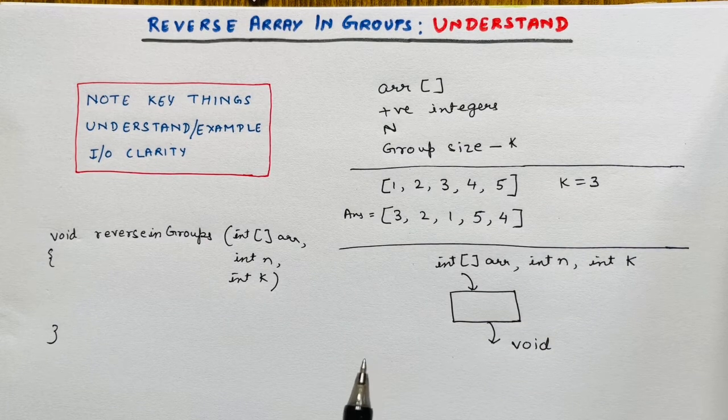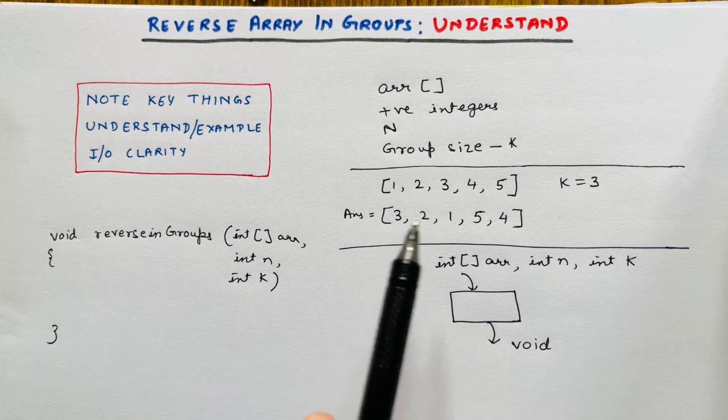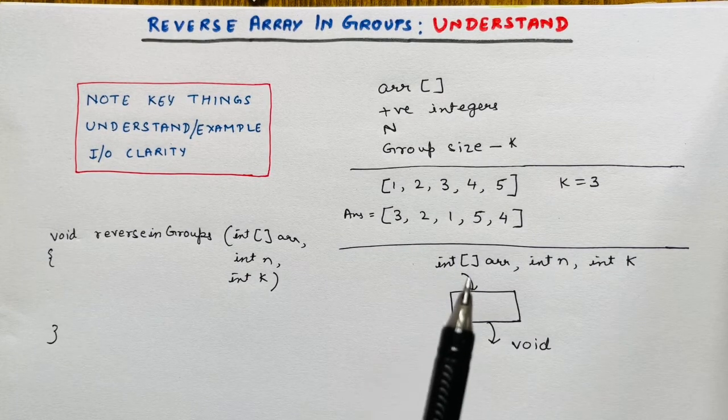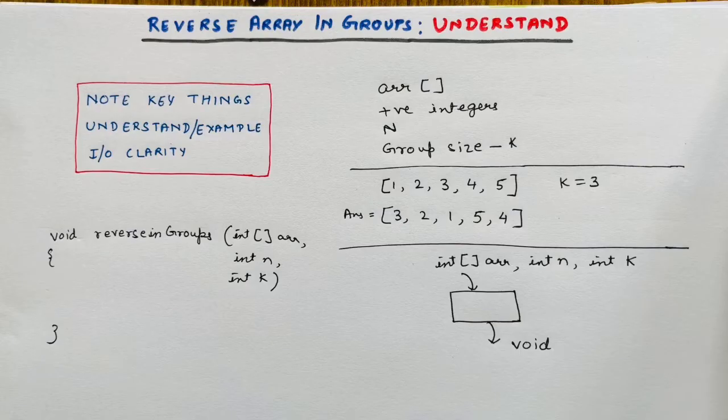Another edge case would be what if k itself is greater than n? Like this is an array of 5 elements. What if k was given as 10 or 12? Then do we have to reverse the whole array or not? For our case, we will go ahead with reversing the array if k is greater than n.